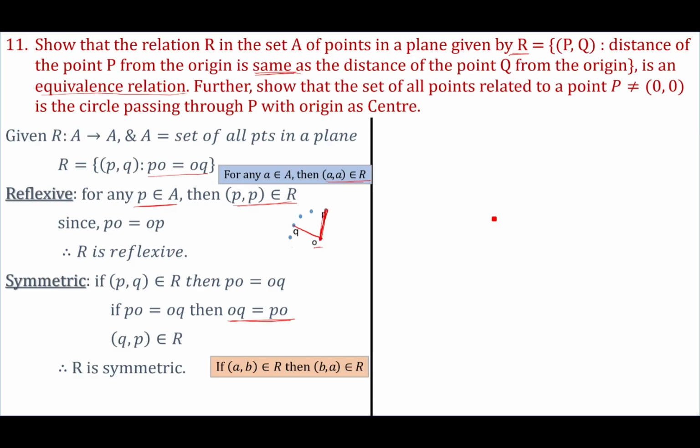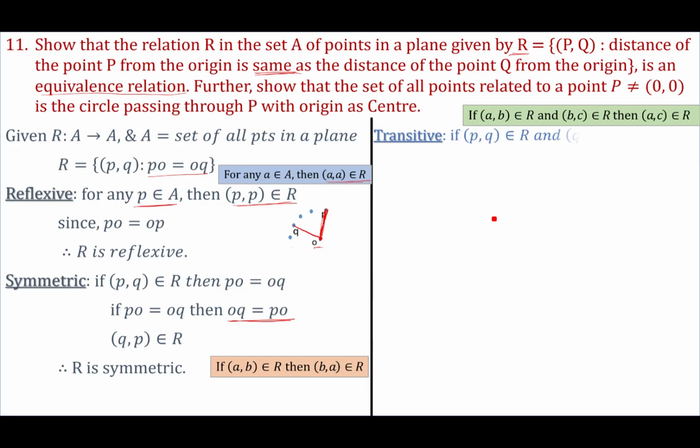Furthermore, we go for transitive. What is a transitive relation? A transitive relation is defined as: if (A, B) belongs to R and (B, C) belongs to R, then (A, C) must belong to R. This is the definition of transitive. If (P, Q) belongs to R and (Q, S) belongs to R, then we have to prove that (P, S) belongs to R.